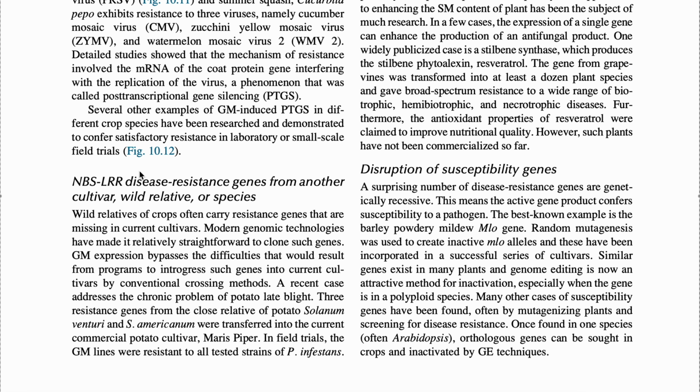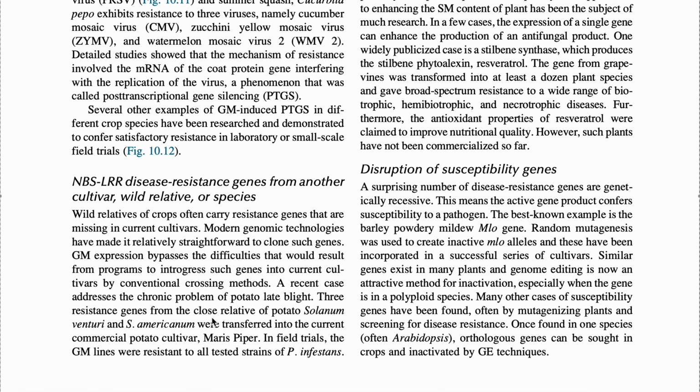The next is NLR disease resistance genes from another cultivar, wild relatives or species. Wild relatives of crops often carry resistance genes that are missing in current cultivars. Modern genomic technologies have made it relatively straightforward to clone such genes. Gene expression bypasses the difficulties that would result from programs to integrate such genes into current cultivars by conventional crossing methods.